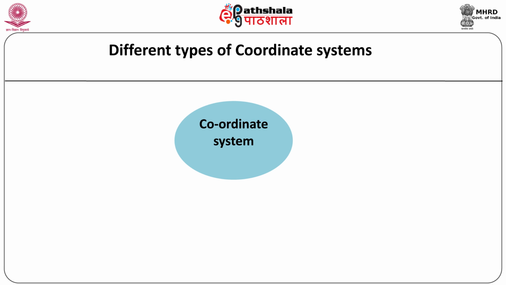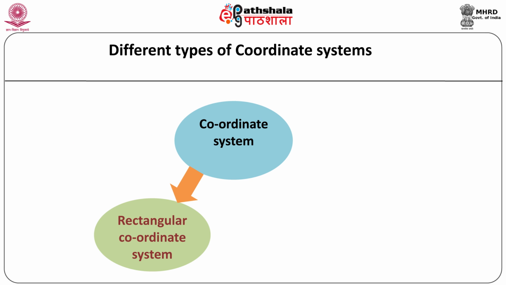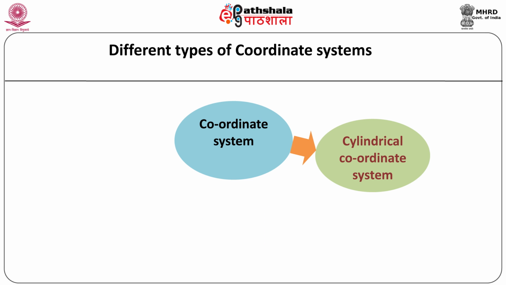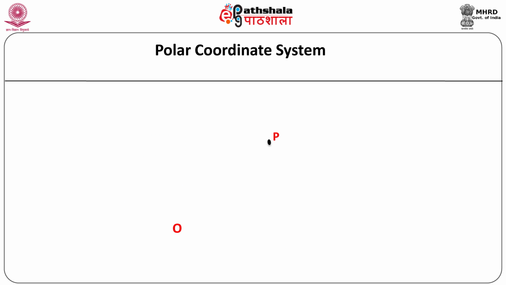Depending upon the symmetry, we have different types of coordinate system. The commonly used systems are polar coordinate system, rectangular coordinate system, spherical coordinate system, cylindrical coordinate system. In this module, we are going to restrict our discussion only to these four commonly used coordinate systems. To start with, let us discuss about a simple system known as polar coordinate system.